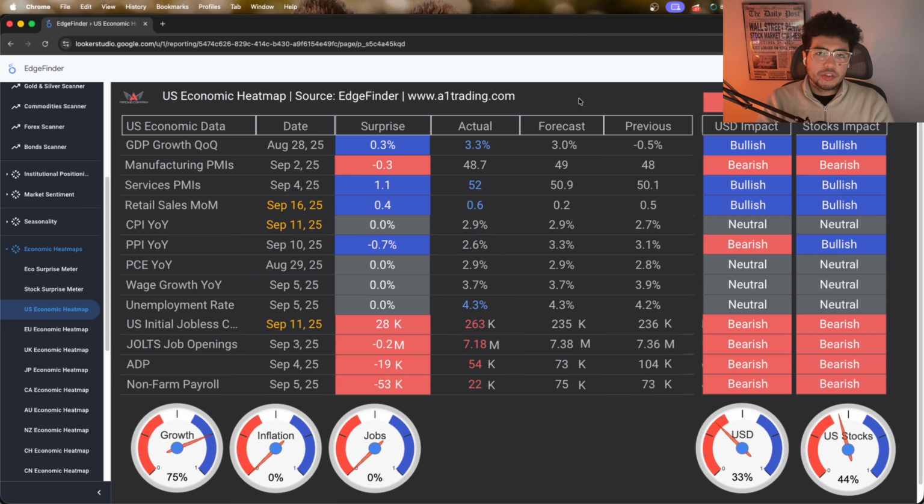Going forward, there are a few things we need to pay attention to. First of all is jobs data. If we see the labor market deteriorate even further, the Fed might be forced to cut faster. Inflation data, such as CPI and PCE, and of course, the Fed speeches. Watch for any shift in tone ahead of the next meeting.